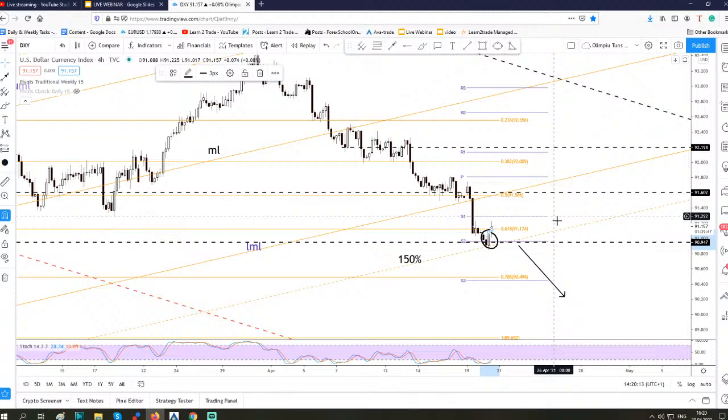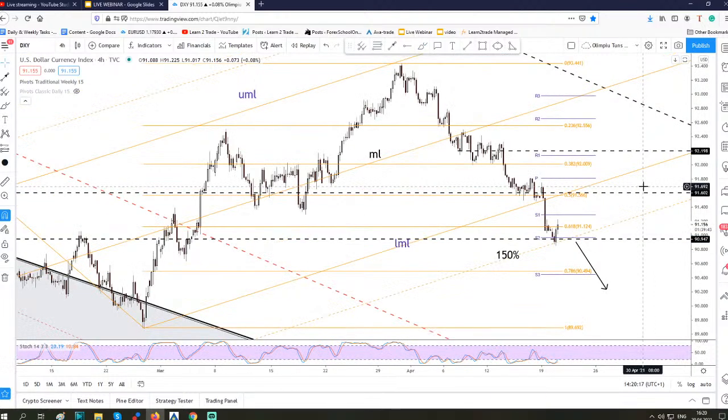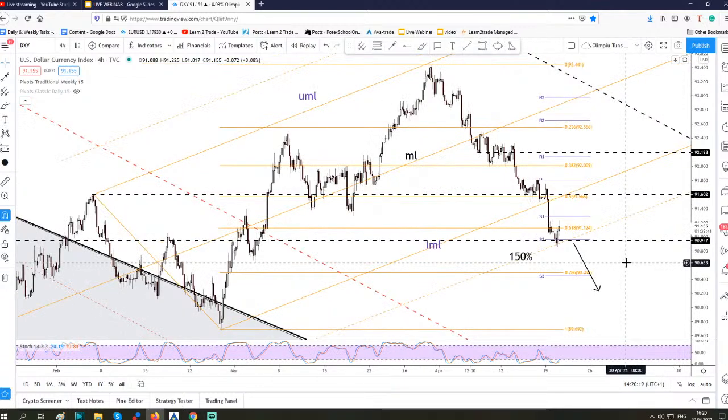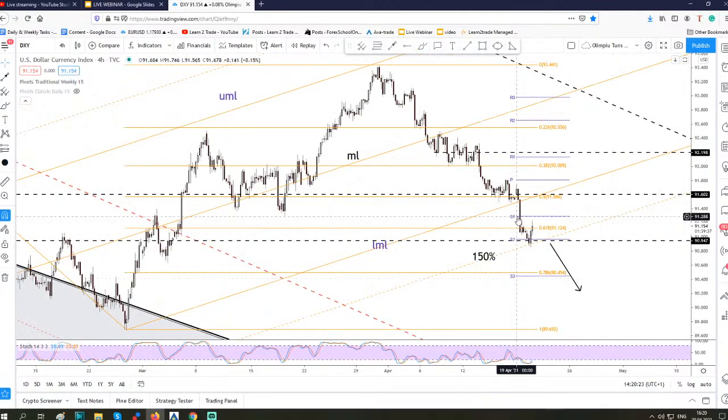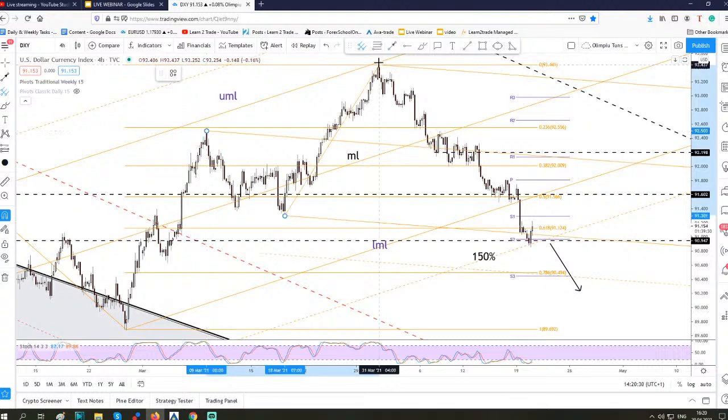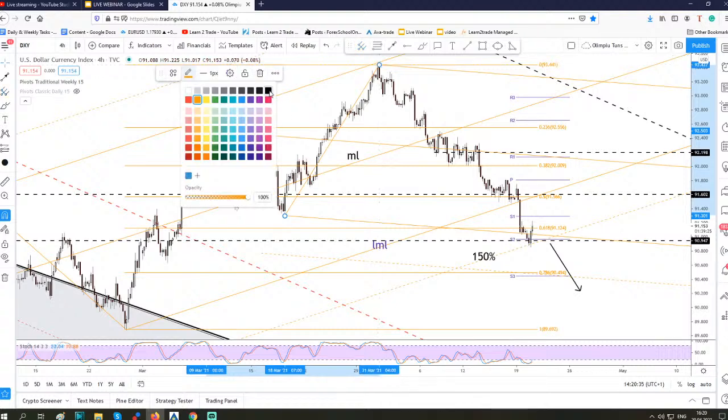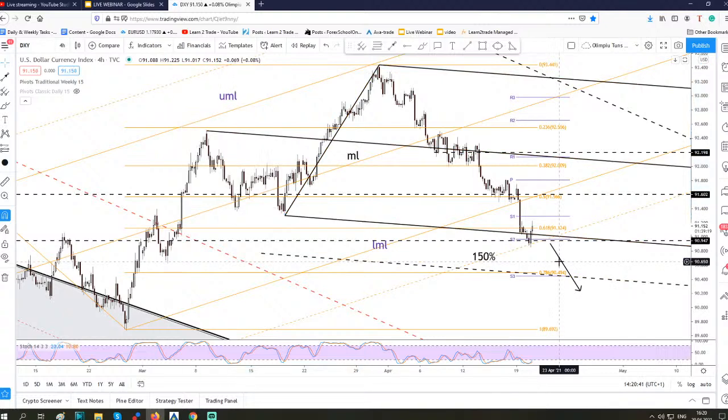But unfortunately for the US dollar, the bias is still bearish here after dropping from the ascending pitchfork's body. Let's draw another one here, another pitchfork. Let's select another color. Okay, so the price has decreased, and now it has found support right below this lower medium line of the descending pitchfork. But as I've told you earlier, this could be only a temporary rebound, a temporary increase.